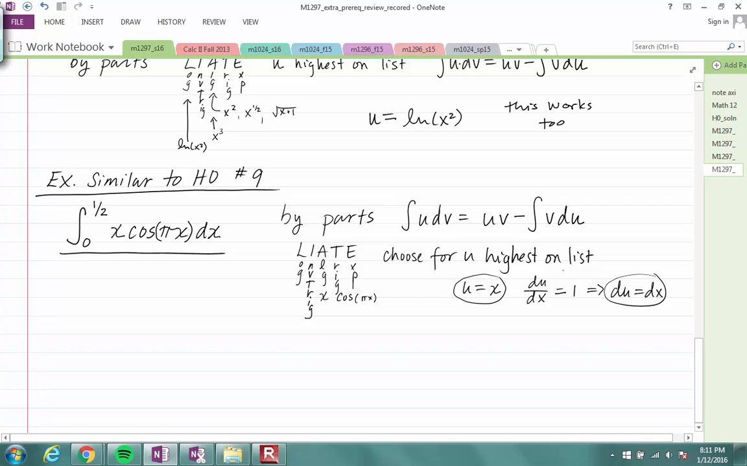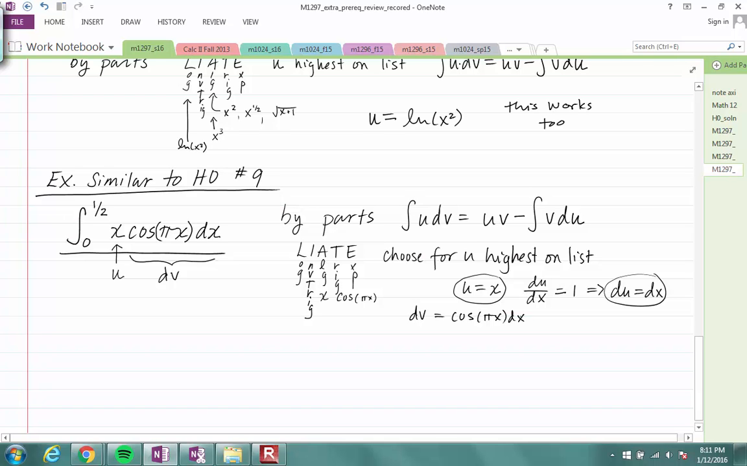The thing that remains is the v. So I set everything as forced and go back to the original integral here, and everything has to be represented by the u dv in that integral. Since we chose x as our u, what's forced is that cosine of pi x dx has to be our dv. So we know our dv and we can find our v from that. So dv is equal to cosine of pi x dx.